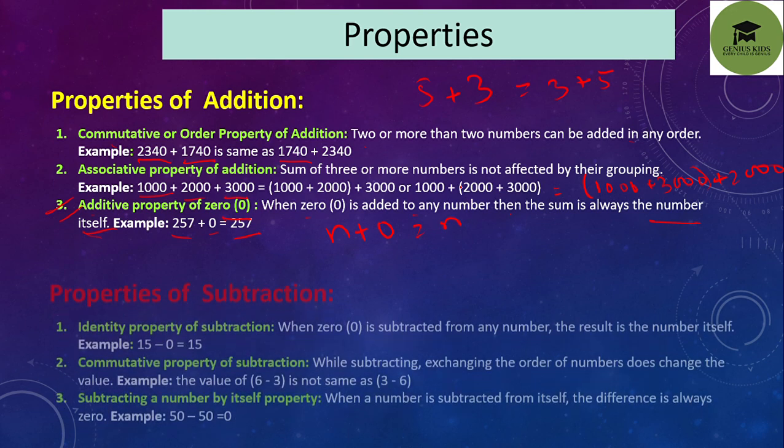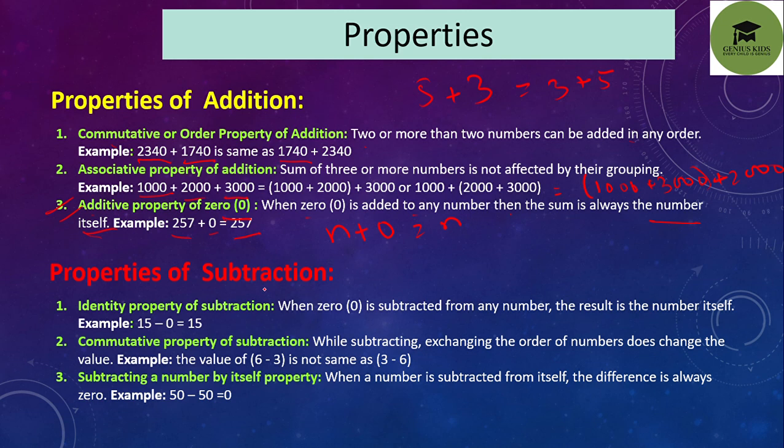Okay. Next one is the properties of subtraction. Identity property of subtraction. When 0 is subtracted from any number, the result is the number itself. Suppose it is 15 minus 0, it will be 15. Any number minus 0 will be the number. In addition, any number plus 0 is the number. In case of subtraction, any number minus 0 will be the same number itself.